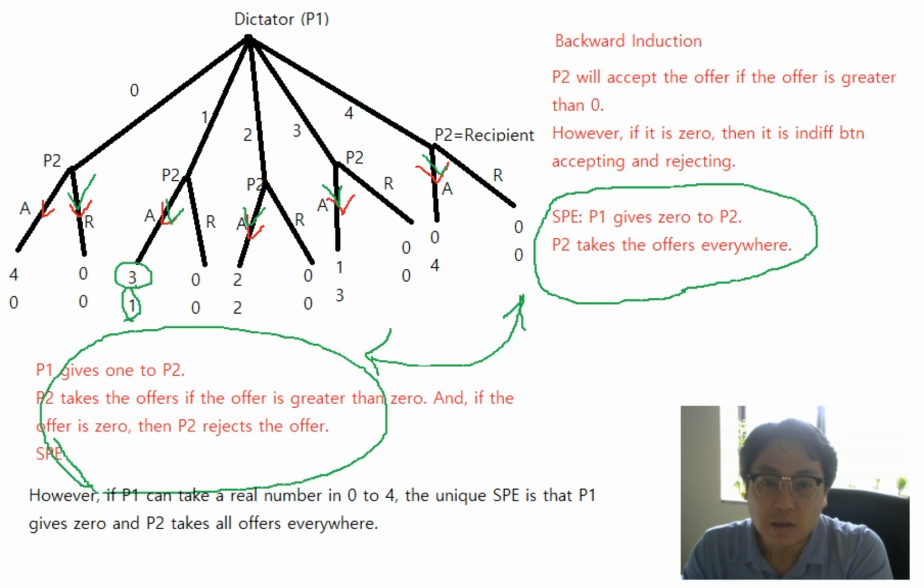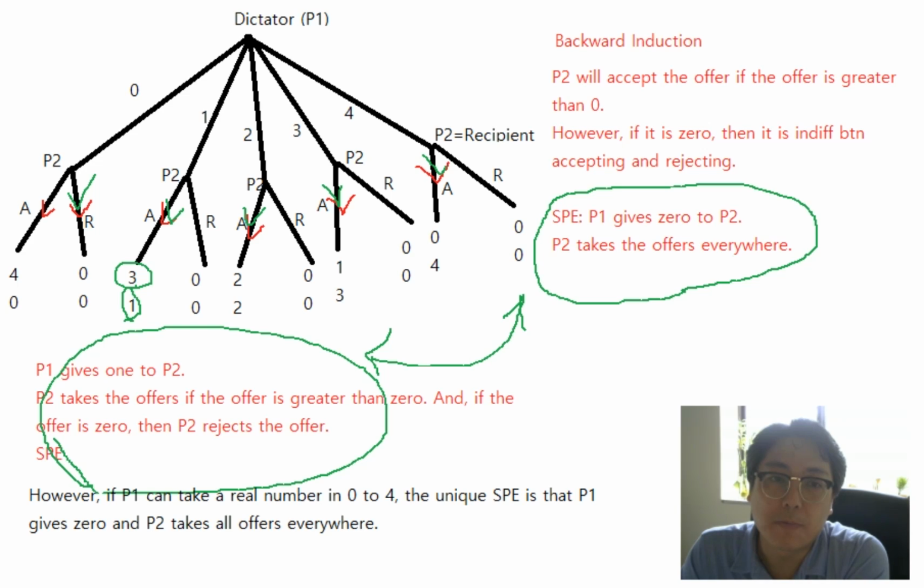Again, the reason why we have two subgame perfect Nash equilibria is because player 1 can take an integer number from 0 to 4. However, if I just twist the game a little bit, and player 1 can take every real number from 0 to 4, then even though player 2 has a strategy like that, if that offer is positive, then player 2 takes it. If the offer is 0, then player 2 rejects that offer. Maybe player 2 can take that kind of strategy. However, that cannot be an SPE in this situation.